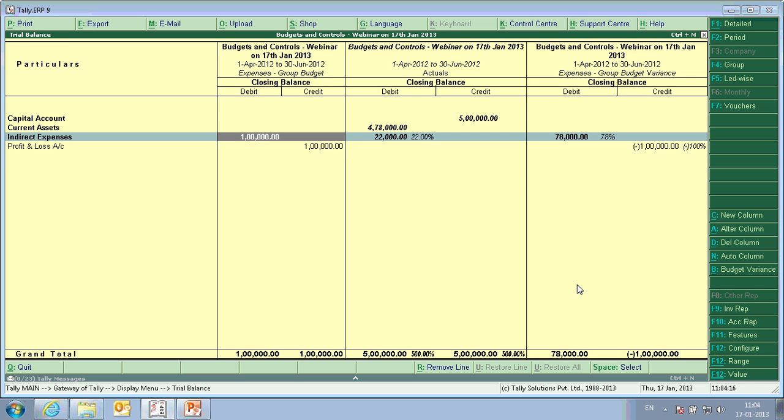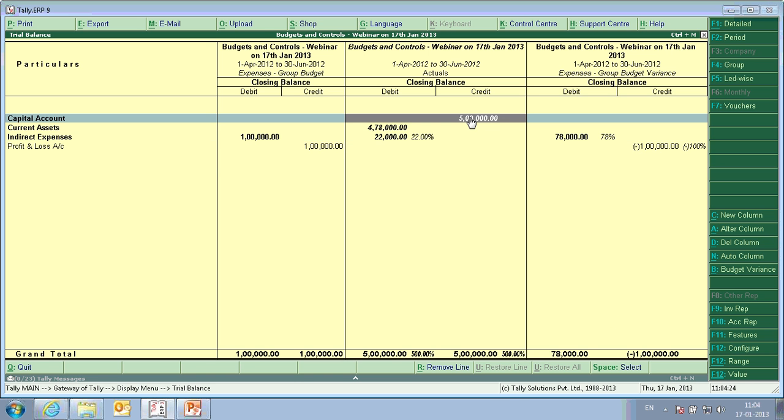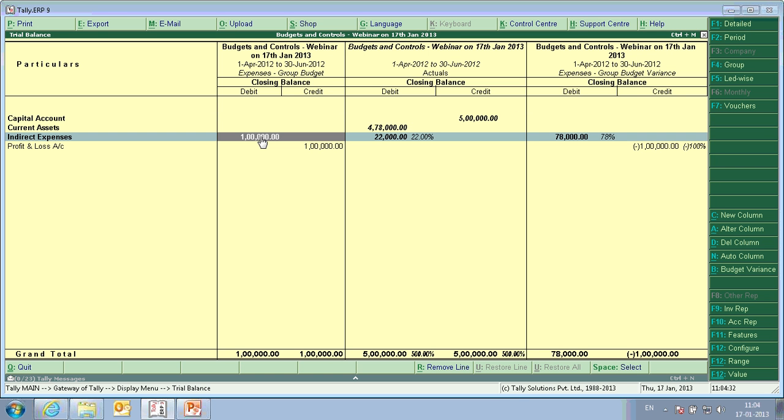Yeah. Apex says, sir, please repeat what about the 5 lakh amount. Now, 5 lakh is there as my capital only, right? So 5 lakh will not be applicable to budget. Budget I have fixed only on indirect expenses for 1 lakh rupees. Now forget about capital account and other things, okay? For indirect expenses, you had fixed or estimated that 1 lakh rupees will be my 1 year expense estimation. But as on 30th April, the total expenditure I made is 22,000, which is 22% of my 1 lakh rupees. That's what the actual says.